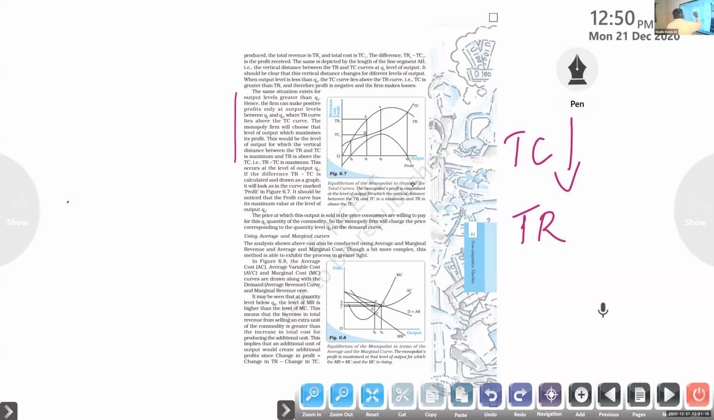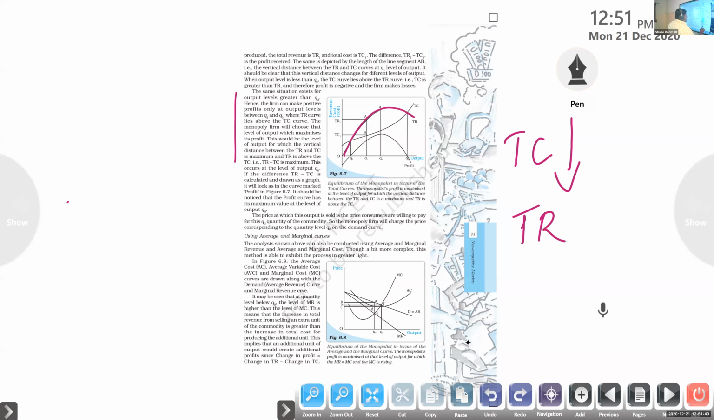So remember, this is the TC curve, and this is the TR curve. Check that. The TR curve is higher than the TC. Money spent to produce is 50 and sold in the market is 100. So TC is equal to 50 and TR is equal to 100.